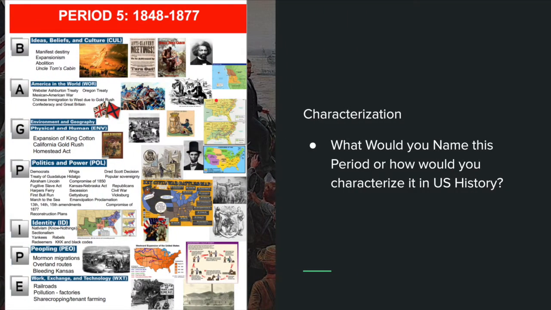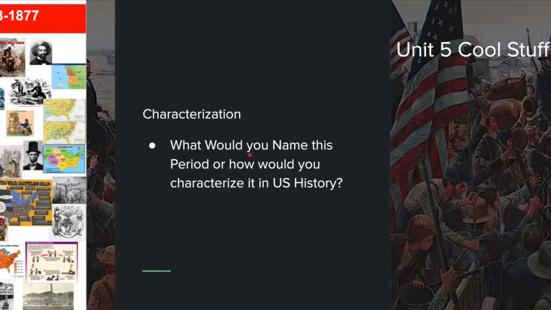How would you characterize this bad boy? Okay, what would you name this unit? It's a very interesting unit. It's a fun one. The Civil War, Dred Scott, all that stuff is very exciting material. So what would you call this thing? How would you characterize it in all of U.S. history? What do you guys think?